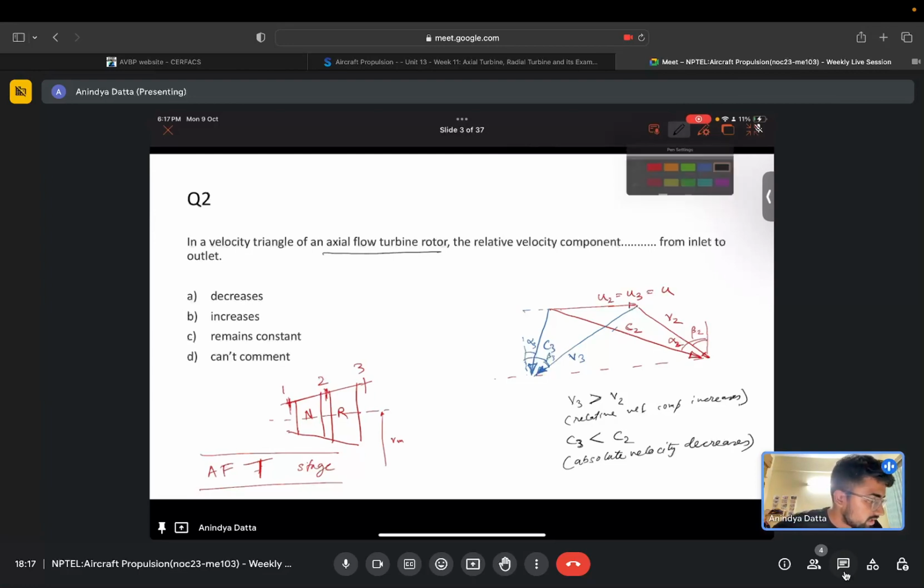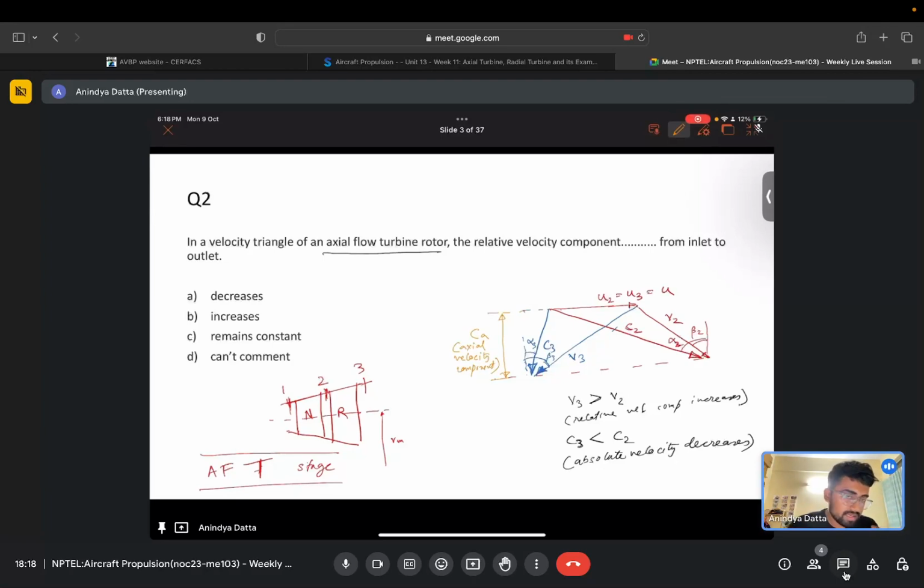If you take the projection of the absolute velocity in the axial direction, this is the axial flow direction, and this is equal to ca. So this is your axial velocity component, right? If you take the projection of the absolute velocity vector in the vertical direction, which is the axial flow direction, you will see that the projection of both the vectors c3 and c2 is ca.